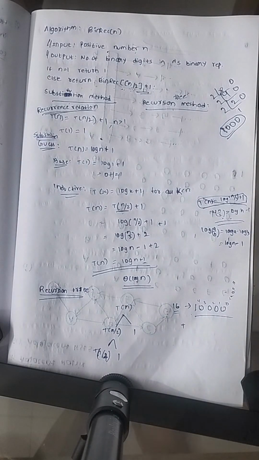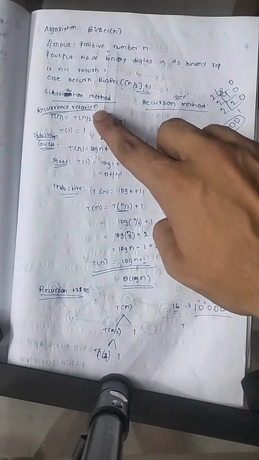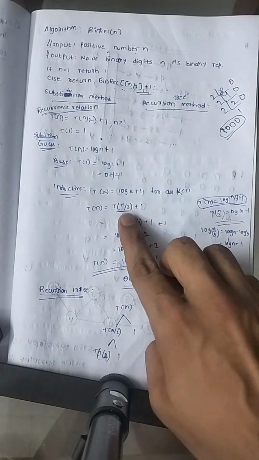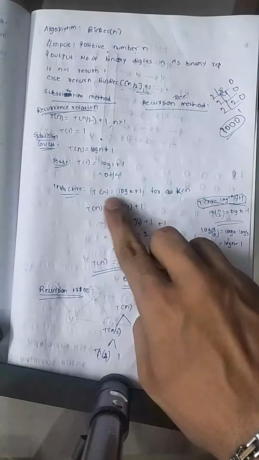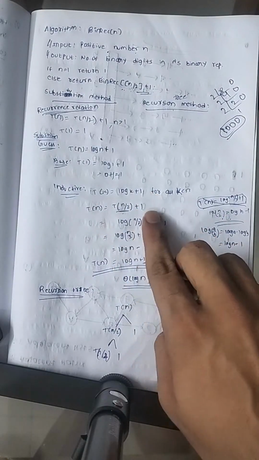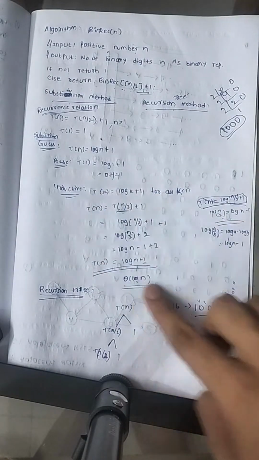In the inductive method, in place of n, I am taking k. So T of k equal to log k plus 1, where k is not equal to 1, k is greater than 1. And what is the recurrence relation here? T of n equal to T of n by 2 plus 1. I have written that, and in place of that, I have used this formula T of k equal to log k plus 1, so T of n by 2 equal to log n plus 1. Similarly, I have done this.